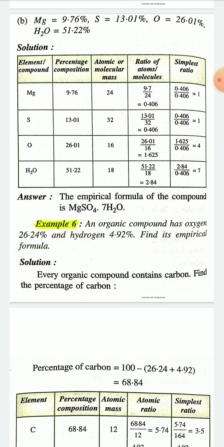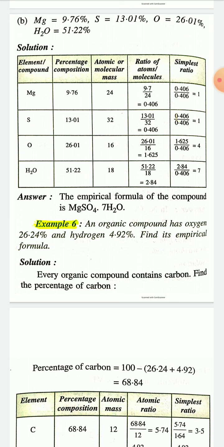Now you have to calculate the simplest ratio by dividing the ratio of atoms or molecules by the smallest ratio of atoms. Okay. So the simplest ratio of magnesium is 0.406 divided by 0.406, and the simplest ratio of sulfur is 0.406 divided by 0.406, that is also 1.